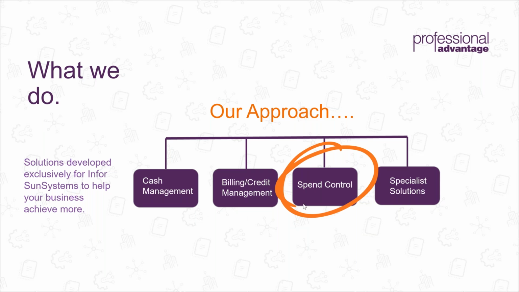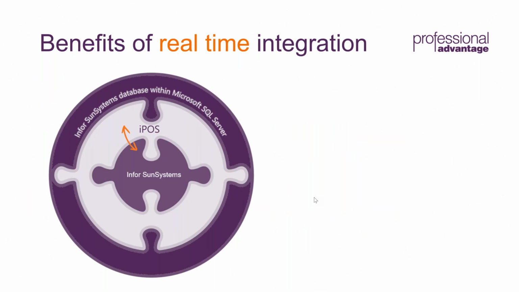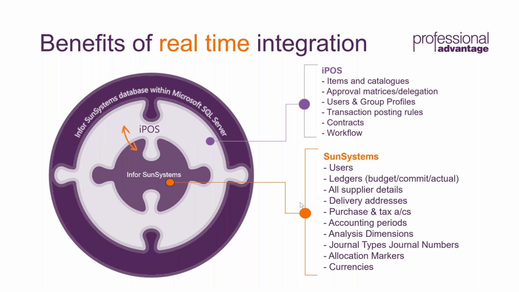We work in a number of different areas, but spend control obviously is what we're looking at here. And the way data works within iPOS and Sun Systems is that it all sits within the Sun Systems database environment. So you don't have to manage separate databases. There's no duplication of records.